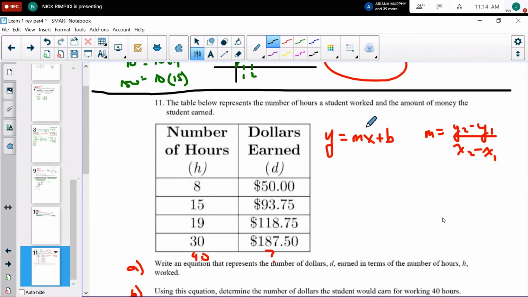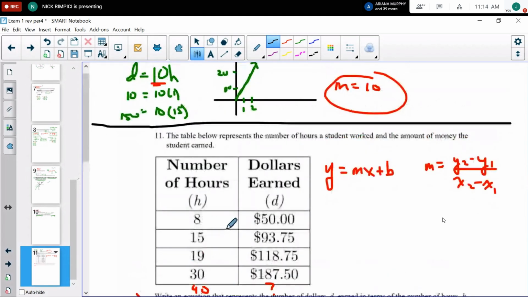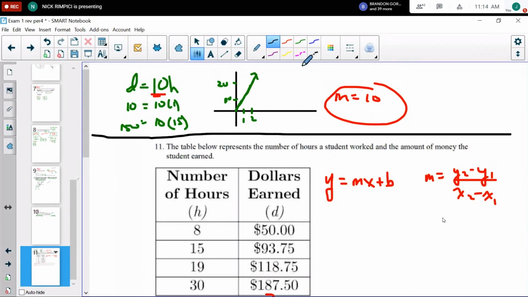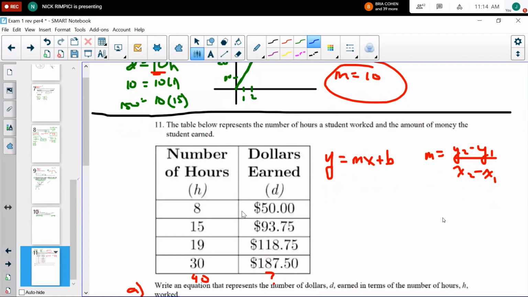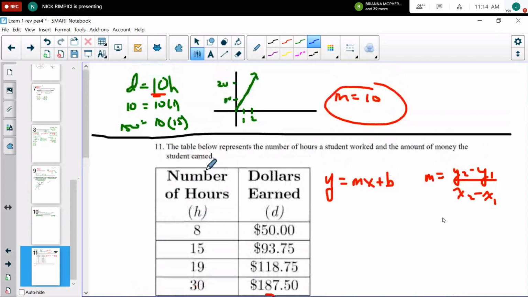That's not the case here. I'm not sure what the hourly rate is. They want us to figure it out, so we'll figure it out. Just know that in this question, the number of hours is acting as x, and the amount earned is acting as y, right? Because the money you make depends on the number of hours you work. So y is the money that you make, and it depends on x, the hours you work, which in this case is h.